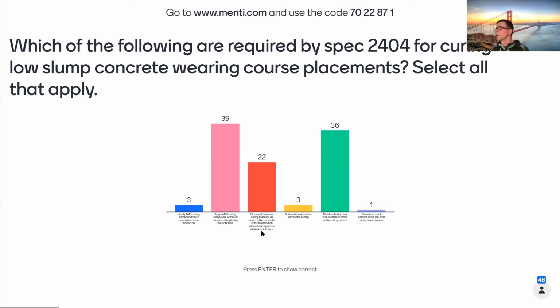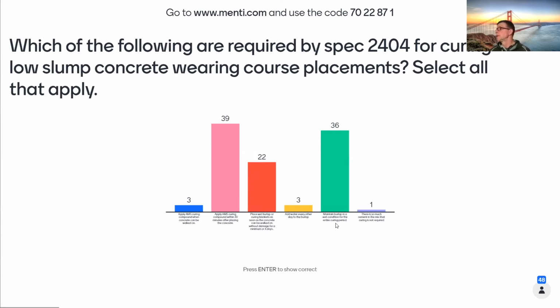Place wet burlap or curing blankets as soon as concrete can be walked on without damage for a minimum of 4 days. That's also true. So it kind of gets a two-component type of a cure. This one, add water every other day to the burlap. That might be sufficient, but during the interim time, it might be drying out. So this is not really correct. You need to keep it moist.